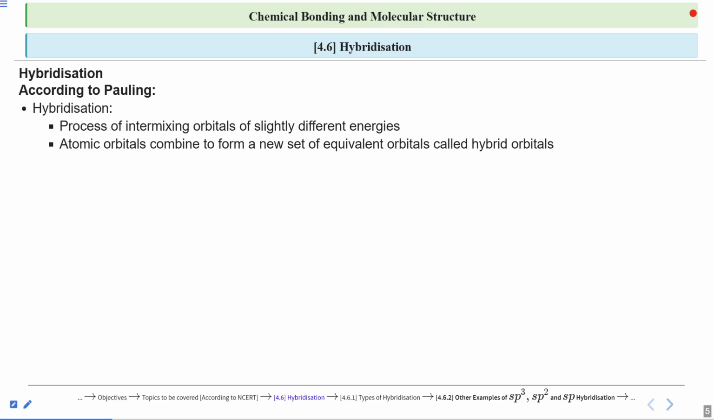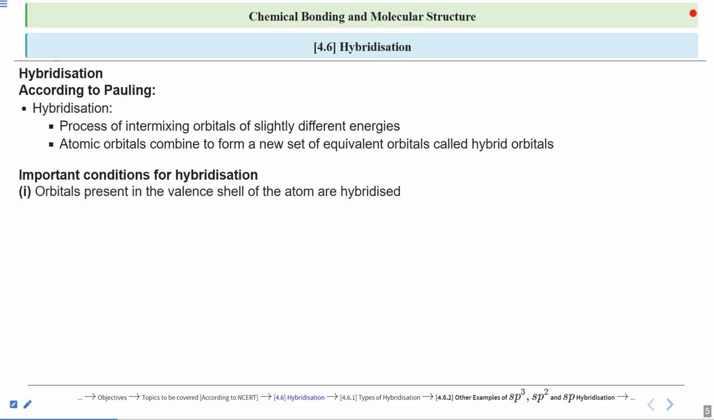So two parts are here. First, what is hybridization? Hybridization is the mixing of atomic orbitals, and atomic orbitals mix to form hybrid orbitals. If I talk about the important conditions required for hybridization, the first is that the orbitals present in the valence shell are the ones used in hybridization. This is very important. You can only include the outermost shell, or the valence shell, for making hybrid orbitals.